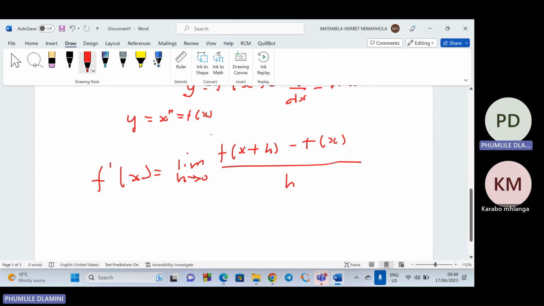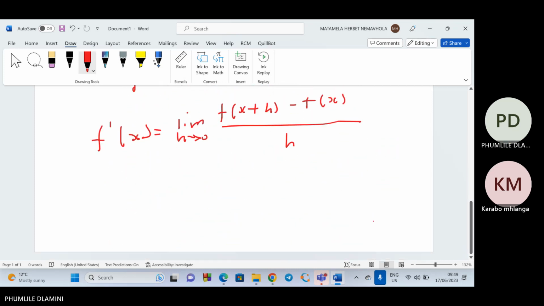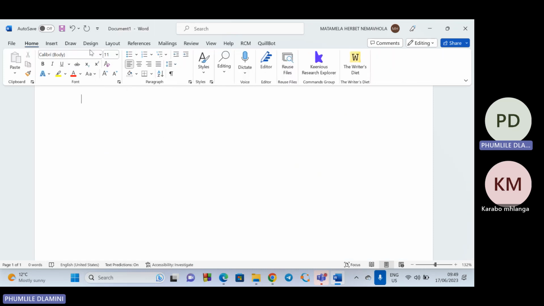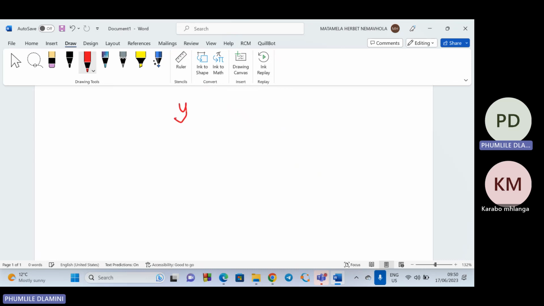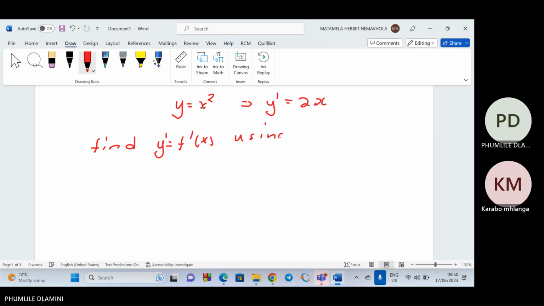A question they can ask you can be, let's say, for example, you are given a function y equals x squared. Let's use x squared. According to our rule, we know that y prime is going to be 2x. But normally they can ask you to find y prime or f prime of x using the first principle.